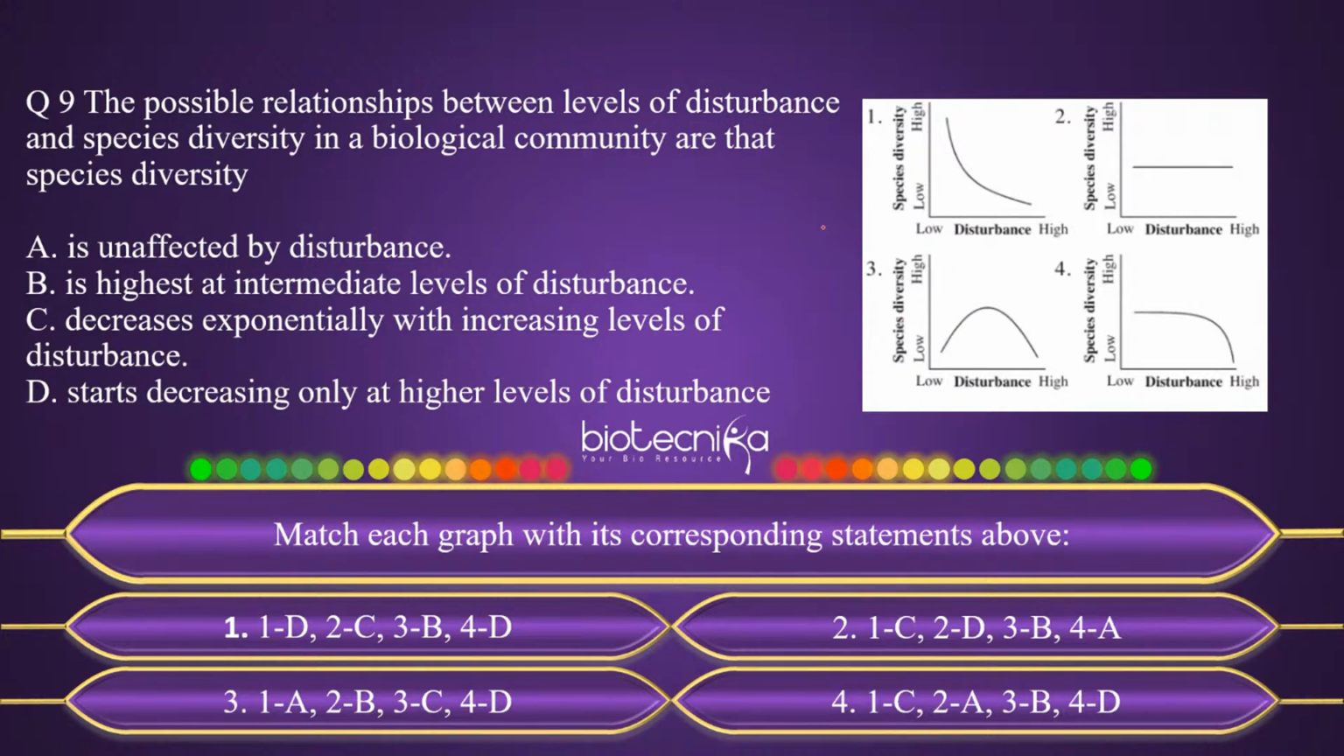This is based on the relationship between species diversity and disturbance. The question asks about the possible relationship between levels of disturbance and species diversity in a biological community. How can we relate the graphs with the given interpretations? You have to match them with each other.